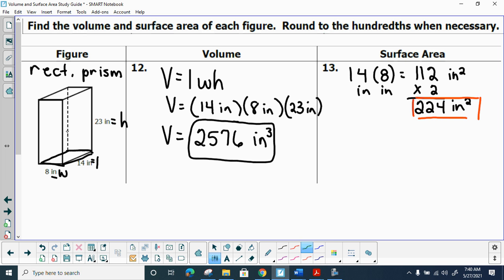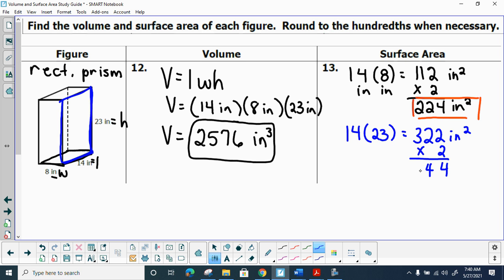Now we have the front of the box and the back of the box. So those are 14 by 23. That's 322 square inches, but there's two of them, a front and a back. 644 square inches. And I'm going to box it so I can come back and find it.